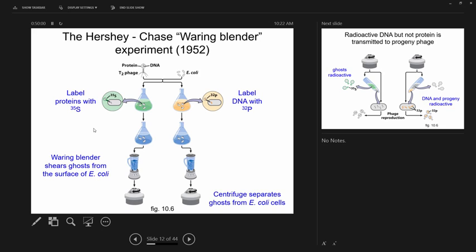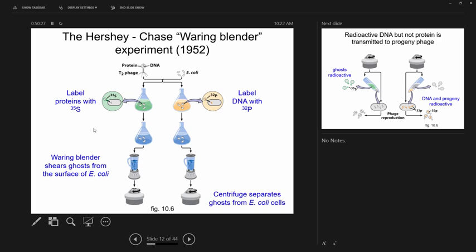Likewise, in a separate experiment, the E. coli cells were used to propagate T2 bacteriophage for multiple generations in media that contained phosphorus 32. And that will radio-label the DNA. So the DNA of the E. coli cells and the DNA of the bacteriophage are all radio-labeled, or hot, as we say.